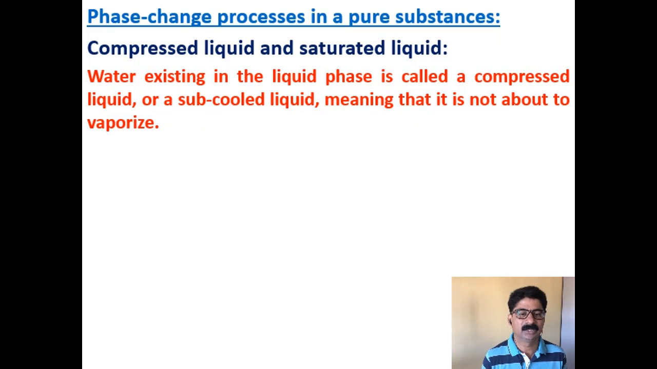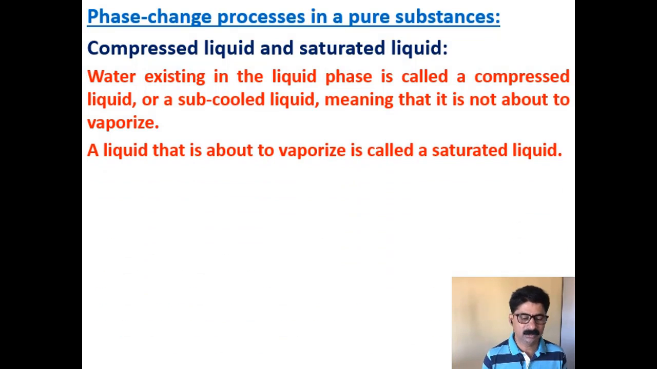Water existing in the liquid phase is called compressed liquid or a subcooled liquid. It means that it is not about to vaporize, not ready to vaporize. So anything below the vaporization temperature is called the compressed liquid or the subcooled liquid. Now here all of you should know that the temperature at which vaporization begins also depends on the pressure. So don't have the impression that a particular substance or liquid will have one vaporization temperature. No, it purely depends upon the pressure.